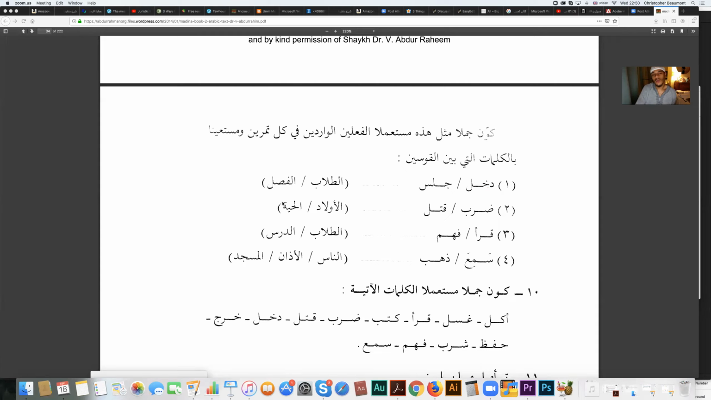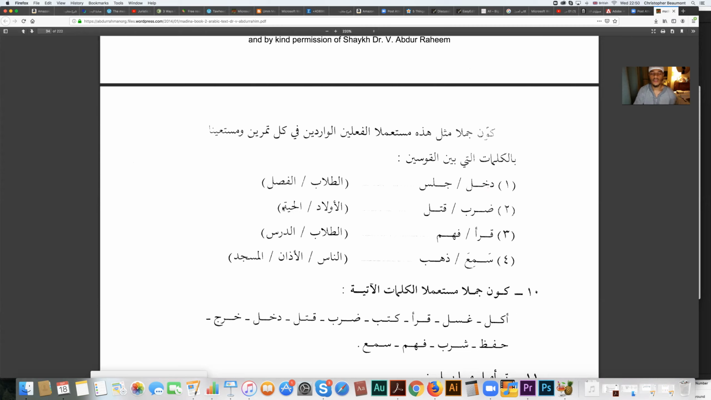By the way, guys, you see this word here? حية. That means snake. I thought, does حية not mean area? That's حي without the ta marbuta.